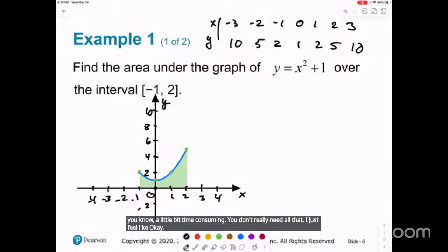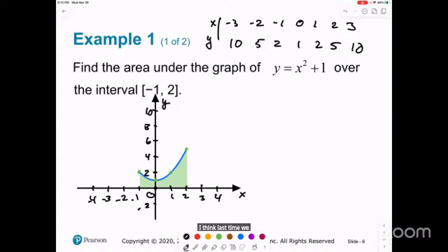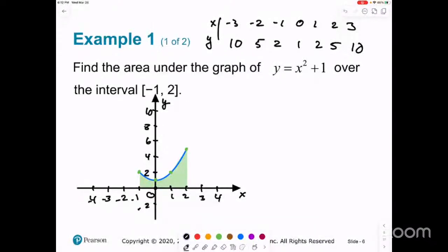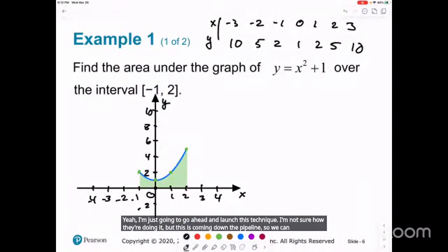I guess we can start exploring the techniques now. I think last time we introduced the Riemann sum, but that's just an approximation. I'm just going to go ahead and launch this technique. This is coming down the pipeline, so we can go ahead and talk about it. And I think we did one similar to this.